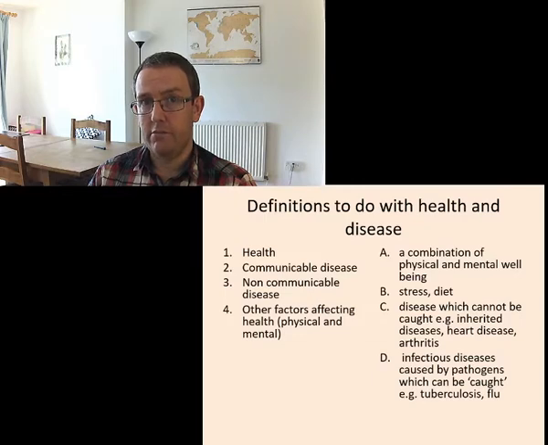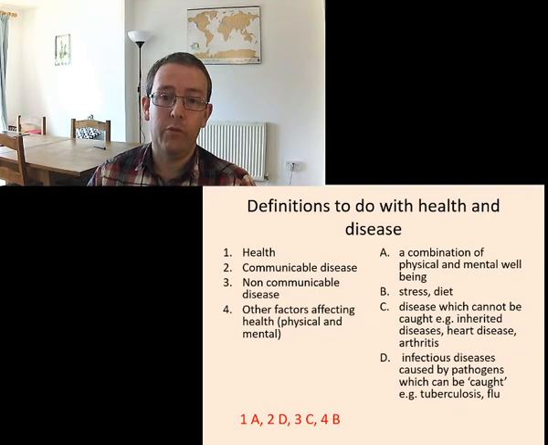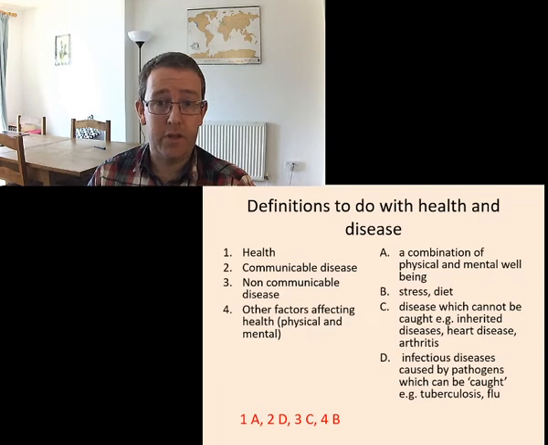Right, done that? Good. So, answers wise, number one, health is a combination of physical and mental well-being is defined as your health. Two is D, so communicable diseases are infectious diseases caused by pathogens, which is primarily what we're going to be talking about today. So they're diseases that can be caught, for example, tuberculosis, flu, and of course, coronavirus. Non-communicable diseases are diseases which you cannot catch, for example, inherited diseases, things like heart disease, arthritis, various genetic diseases like cystic fibrosis and so on and so forth.